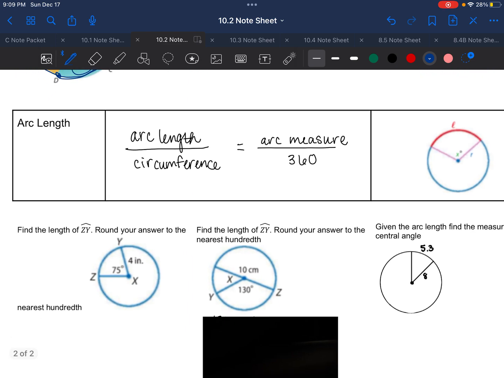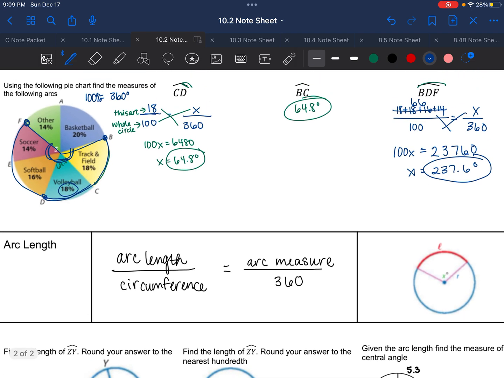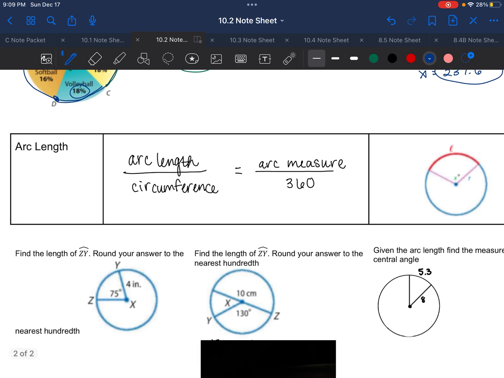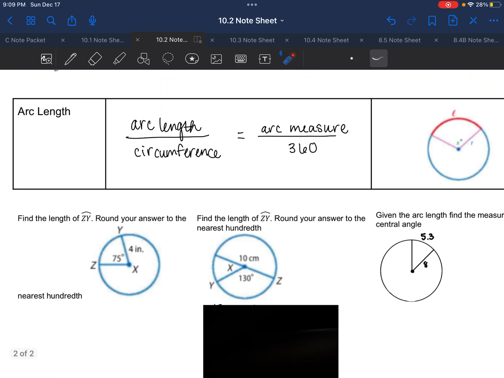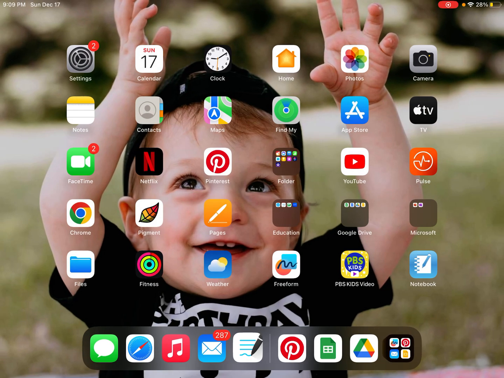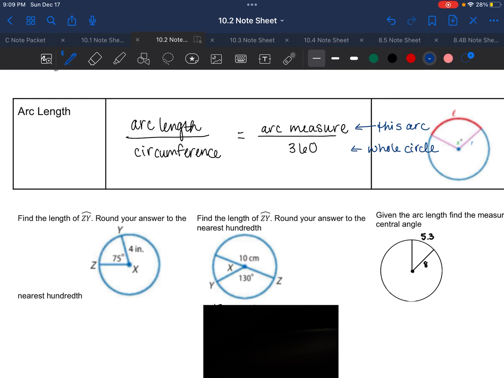And last one, we're going to actually find arc length. And notice, it's just a proportion like we had above, okay? So in your proportion, you are still going to have the arc you're looking for on the top, with the whole circle on the bottom, okay? So, the circumference, you're going to do 2 pi r, pi times diameter, or if you're able to find the circumference, put it on the bottom. Keep it in terms of pi, it'll just keep things easier for you. And then the arc length is going to be on the top.